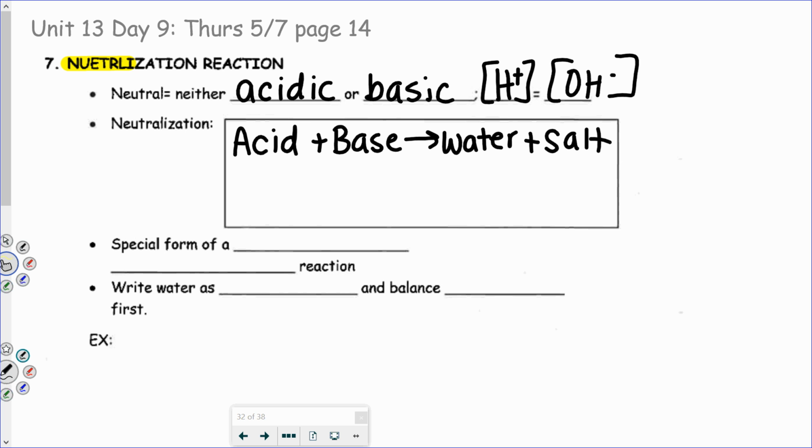Remember, a salt is neutral. It's an electrolyte, but it's not an acid and it's not a base. So a salt is neutral. This is what a neutralization reaction is. You take an acid, you combine a base, and you get water, which is neutral, and salt, which is neutral.